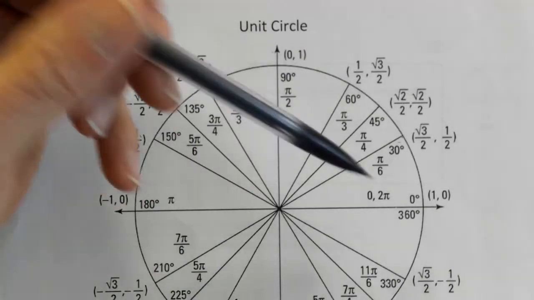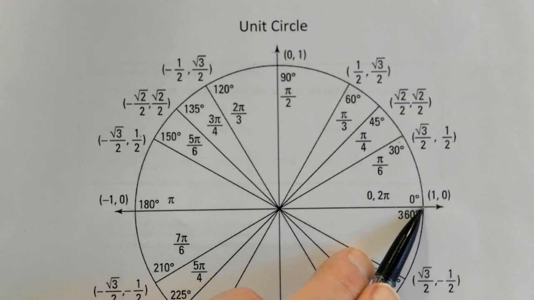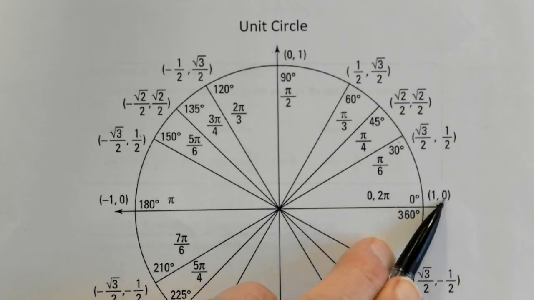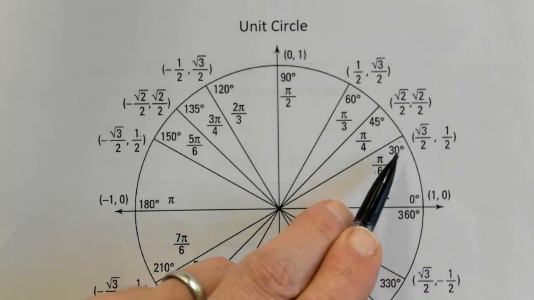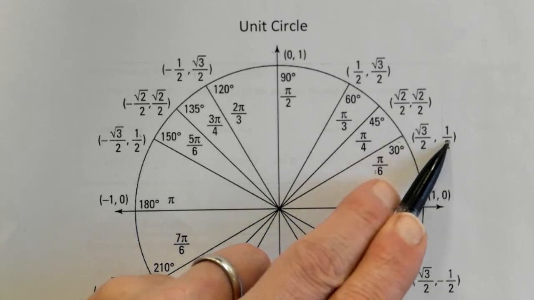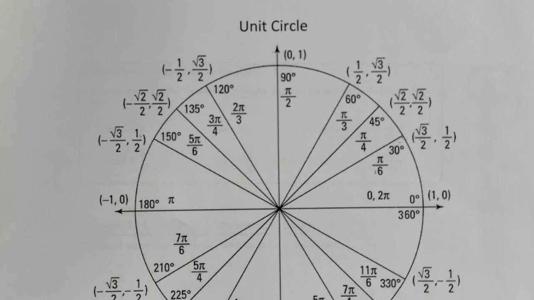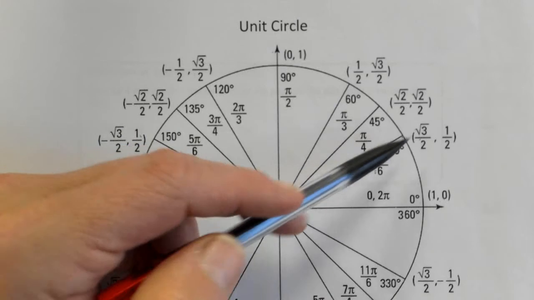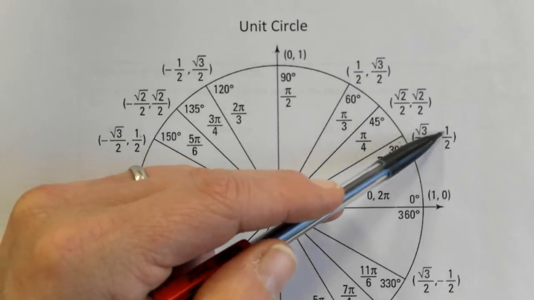So, for example, you will have this point on here, 0 degrees, and that point is (1, 0). At 30 degrees or pi over 6, you've got the degree measure, the radian measure, and then the corresponding ordered pair of the point on the unit circle that it corresponds with, right? So at 30 degrees, which is pi over 6, here are the coordinates of the point: square root of 3 over 2, comma, 1/2.